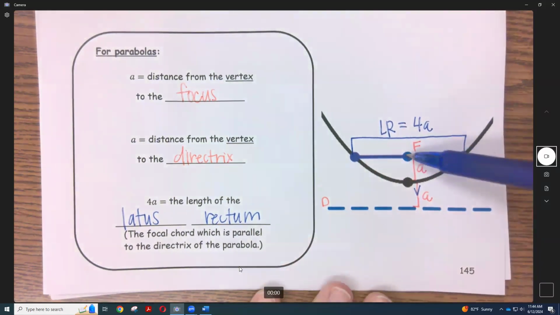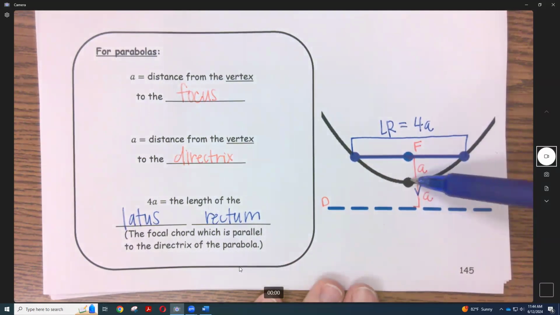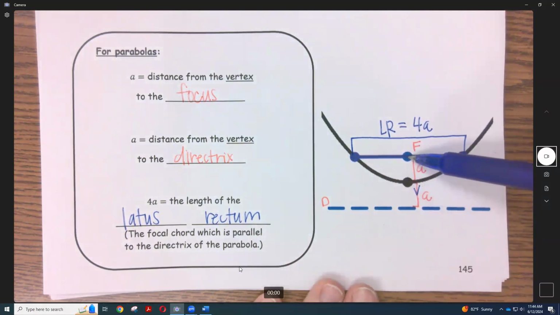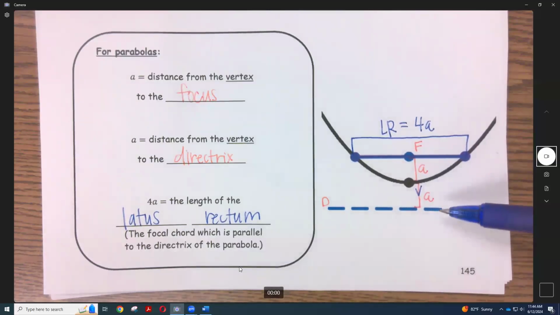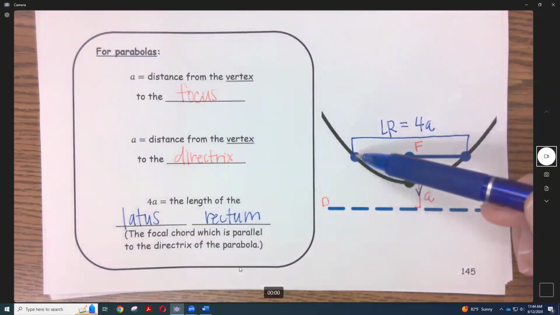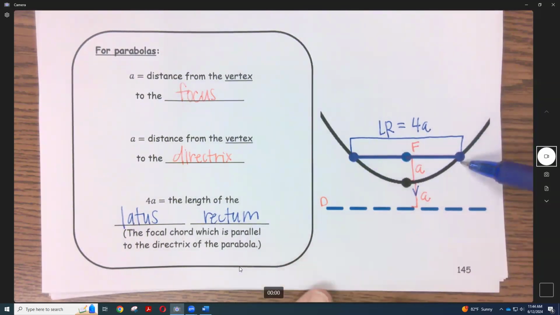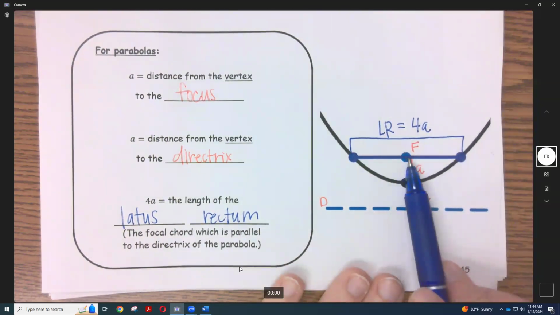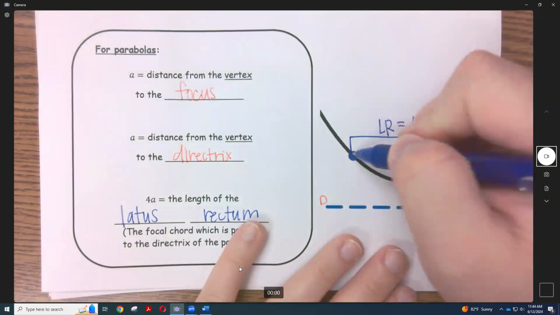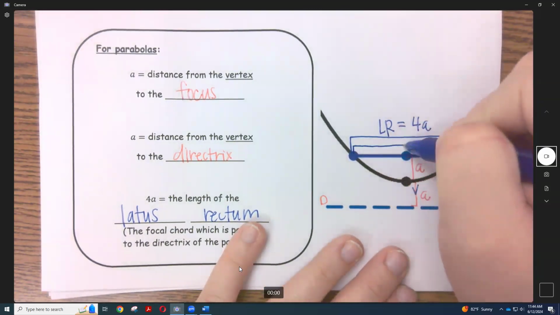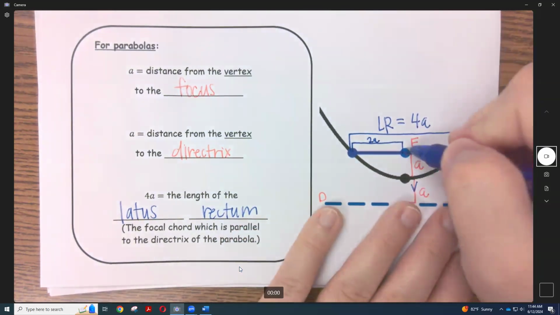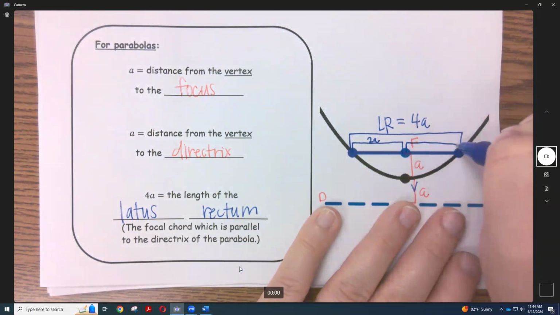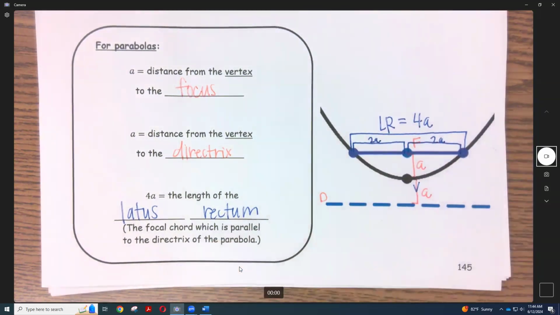And so let's say that A is 2. I would plot my vertex. I'll go 2 in one direction to plot my focus, 2 in the other direction to plot my directrix. I would multiply that 2 by 4 to get 8. This entire length right here would be 8. So I'll go from my focus and I'll go one direction, 2A, and then I'll go the other direction, 2A, to get that entire length of 4A.